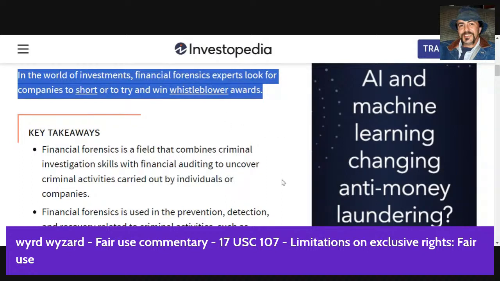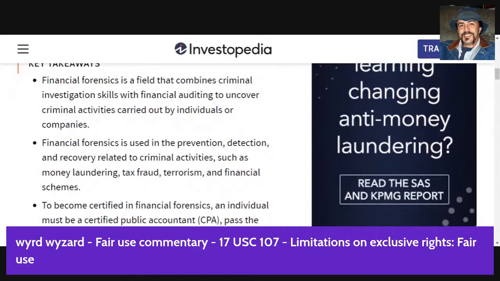Financial forensics is a field that combines criminal investigation skills with financial auditing to uncover criminal activities carried out by individuals or companies.